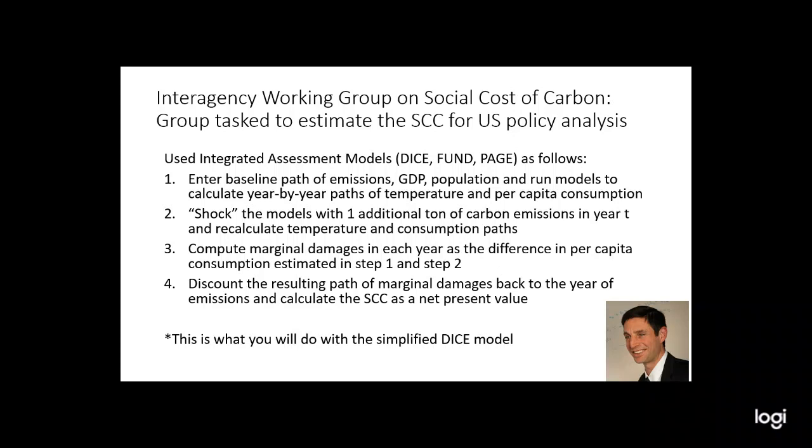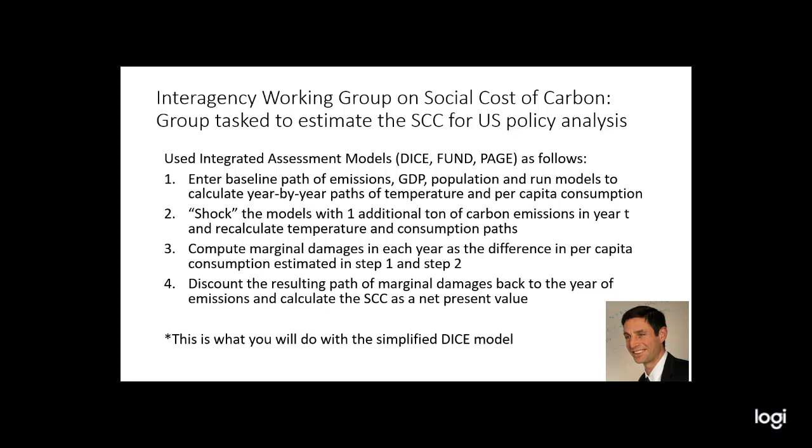And then we will shock the model with 1 additional ton of carbon emissions in year T, where year T in our case is going to be the base period, or today, and we will recalculate temperature and consumption paths. So that's going to be going back to step 1 and seeing how that shock in emissions in the first period propagates through the model all the way to 2150. How does that affect consumption today, tomorrow, the next day, etc.?